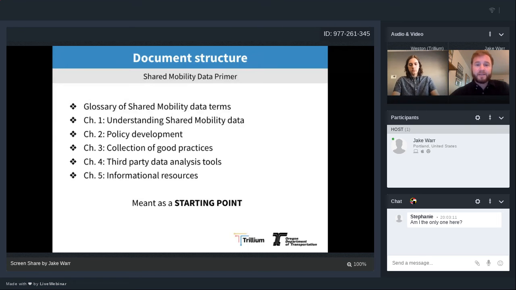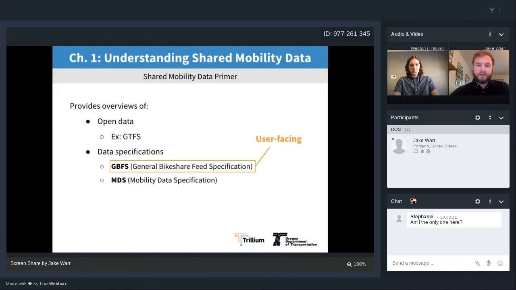And you see at the bottom, this is meant as a starting point. It's a primer, that's in the name. So it's meant to really just be a stepping off point that supports jurisdictions as they go down this path. It's not a comprehensive resource that'll answer every question that you have about shared mobility data. So now we'll go through some of the summaries of the chapters.